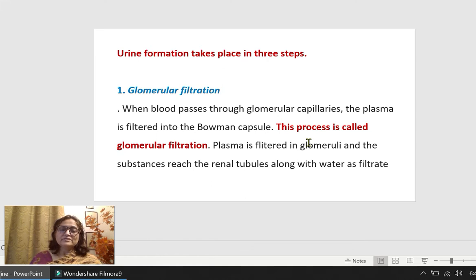It takes 3 steps. So the first step is glomerular filtration. What is filtration? Filtration is the filtrate formed when the blood passes through the glomerular capillaries and passes out through the filtration membrane, and this is known as glomerular filtration.